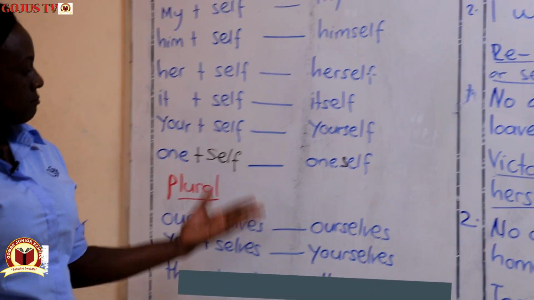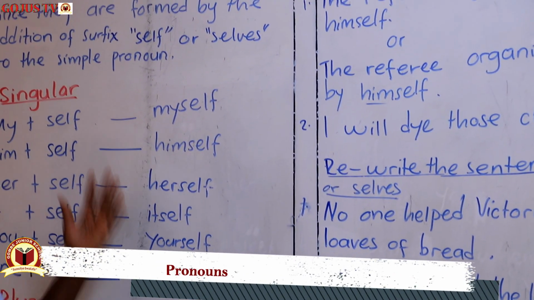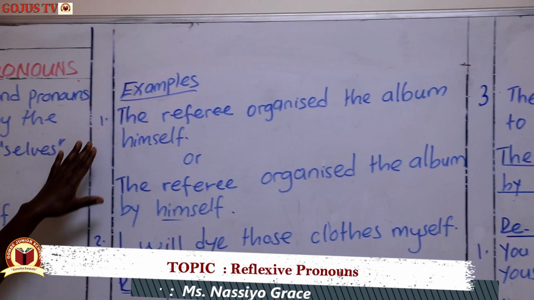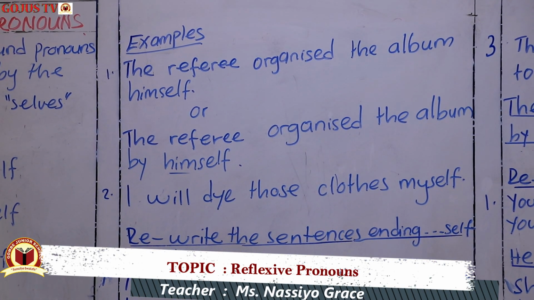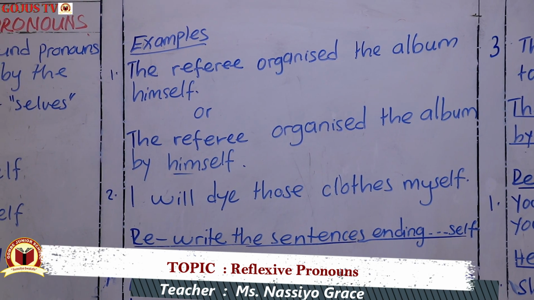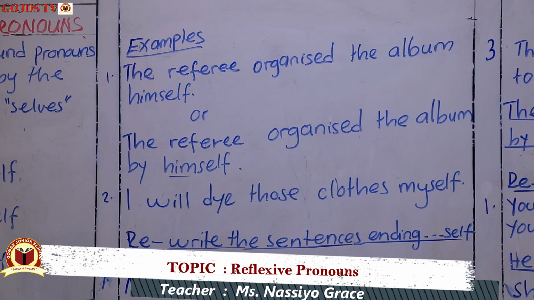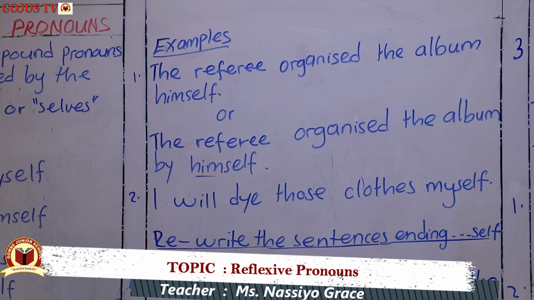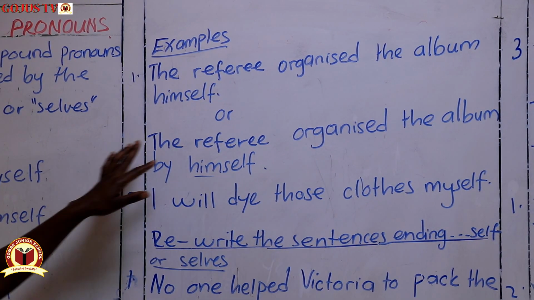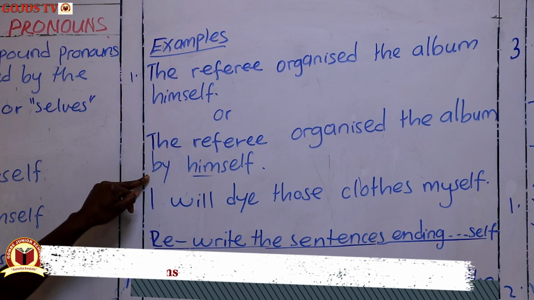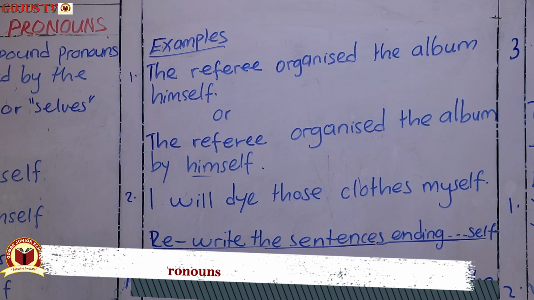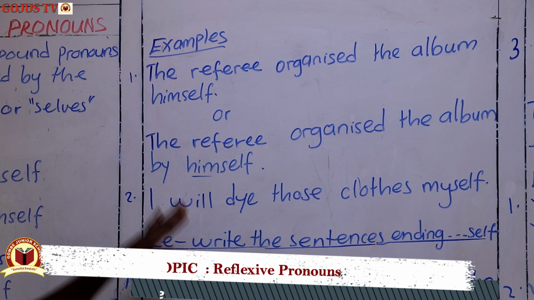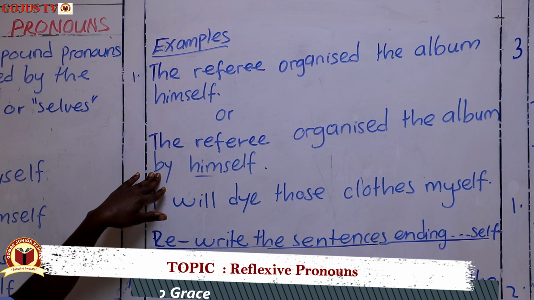Now we are going to make sentences using the reflexive pronouns. Example 1: The referee organized the album himself. It means nobody helped him to do that work. Then we can also have the same sentence as: The referee organized the album by himself. So we can either use by or you can leave it out.